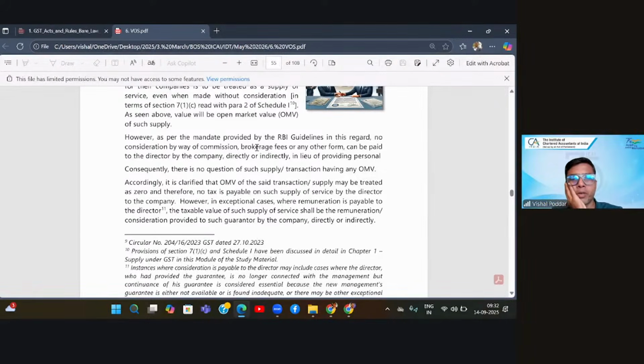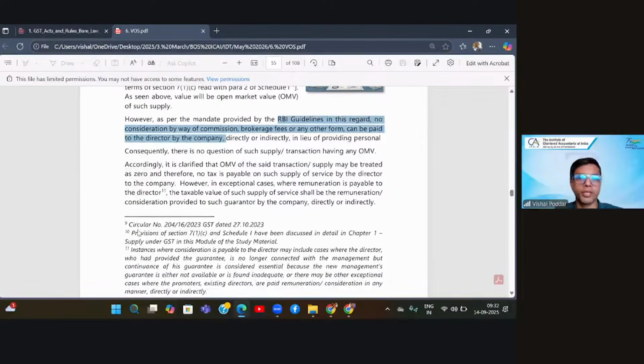Now this is a very important point: there are RBI guidelines which say that there will be no commission or brokerage payable to the director where the director is providing a personal guarantee. Now, interestingly, the circular says that obviously it cannot go beyond RBI guidelines, so it cannot make it taxable. So, firstly, it is saying that okay, we will also consider it as nil. However, it says that it is clarified that the OMV of the said transactions may be treated as zero. Interestingly, it is using the word may. It is not saying it will be zero, it says it may be zero, and no tax may be payable.